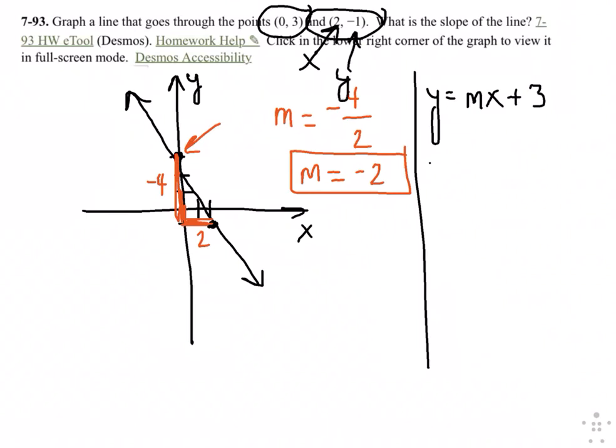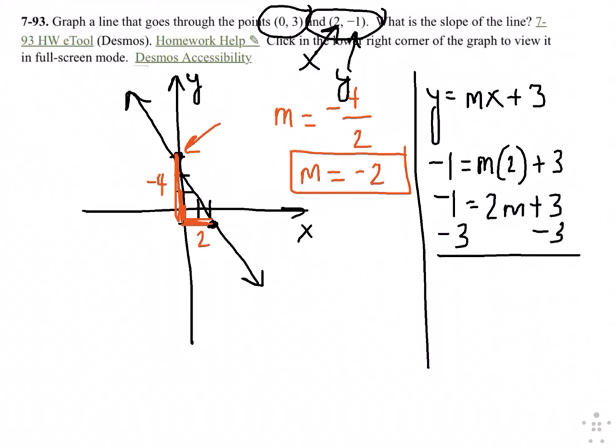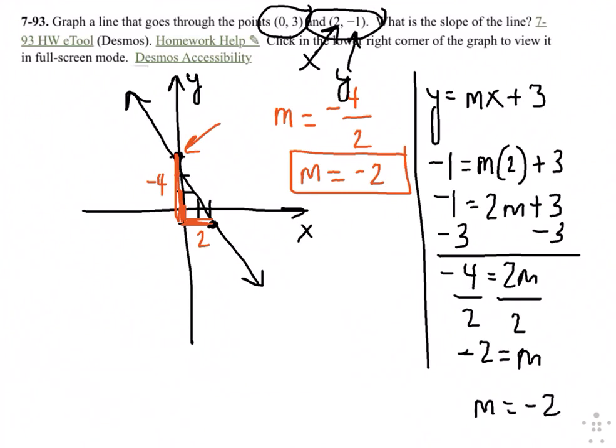So I could put in -1 = m times 2, which is x, + 3. So -1 = 2m + 3. Subtract 3 from both sides, and I get -4 = 2m. Divide both sides by 2, and the slope comes out to be -2. So this way I did graphically by counting, this way I did algebraically.